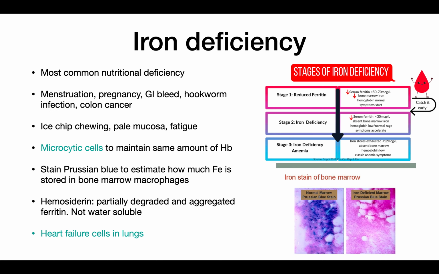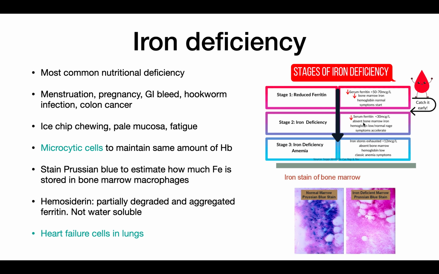Iron deficiency is going to be the most common nutritional iron deficiency, and there are 3 stages. First is just the reduced ferritin levels, then there's decreased actual iron, and then there's the anemia. In the reduced ferritin stage, hemoglobin is actually normal. The bone marrow is going to be suppressed though, so you do want to catch it in between these stages because it's easier to treat.